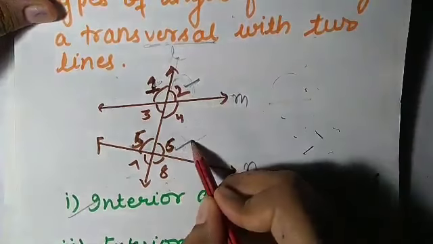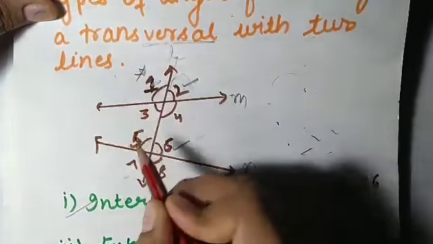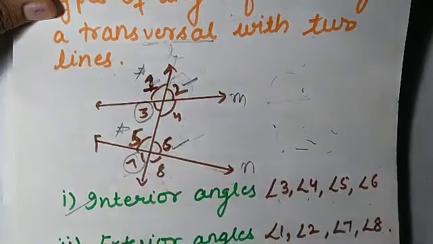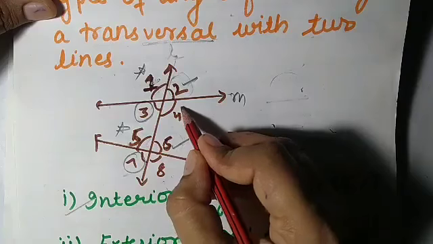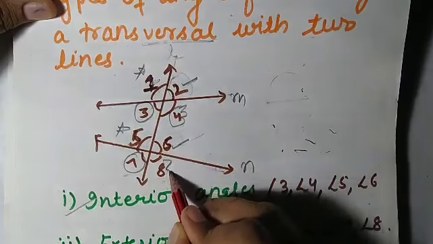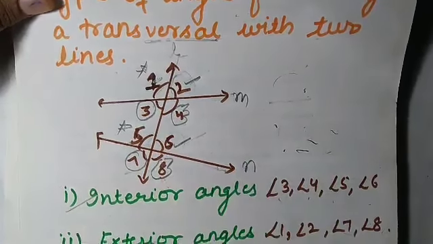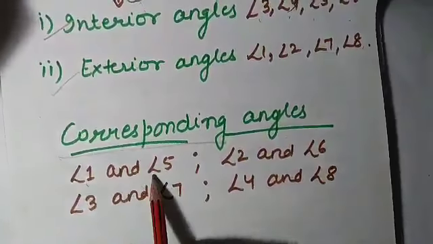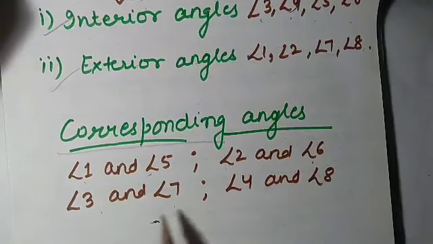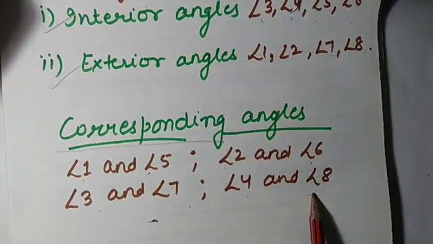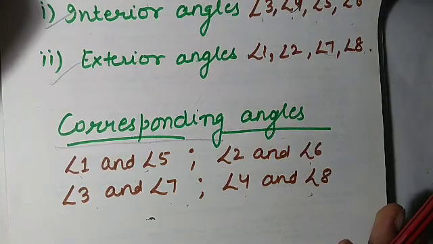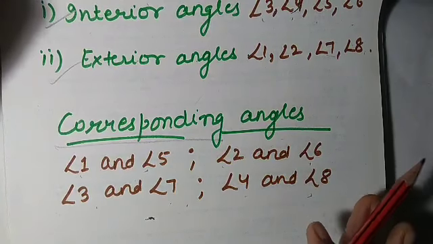2 and 6 are corresponding. 1 and 5 are corresponding angles. 3 and 7, and this 4 and this 8. So we have 4 pairs of corresponding angles, means the matching position: angle 1 and 5, angle 2 and 6, 3 and 7, and angle 4 and 8. This you have to learn, where are the corresponding angles whenever two lines are intersected by a transversal.